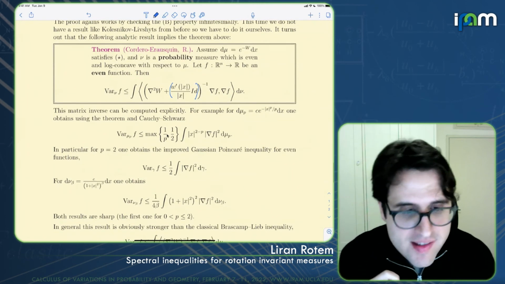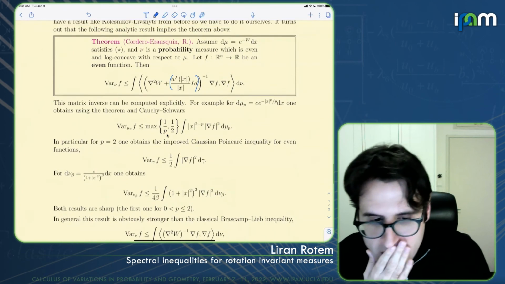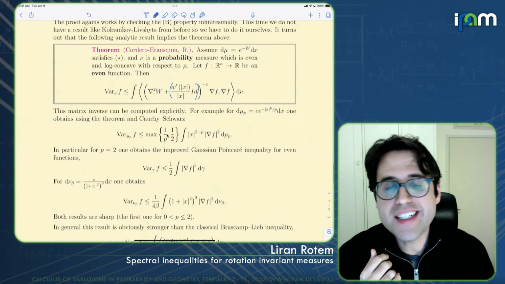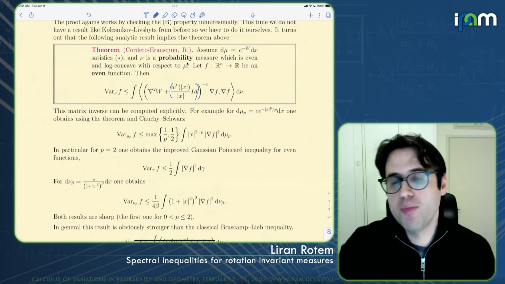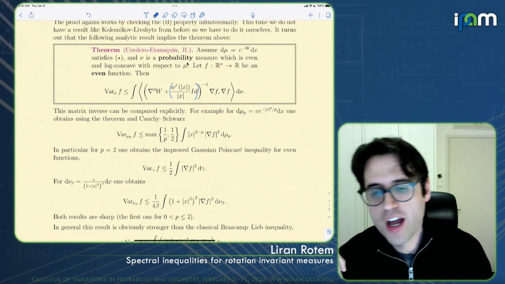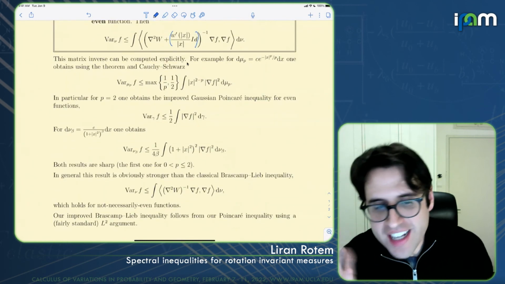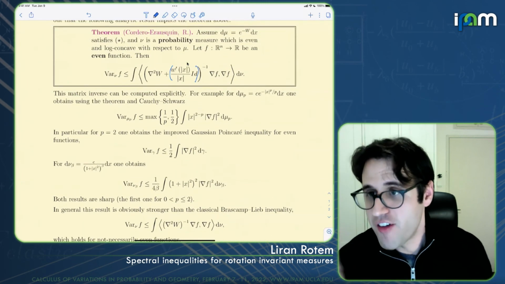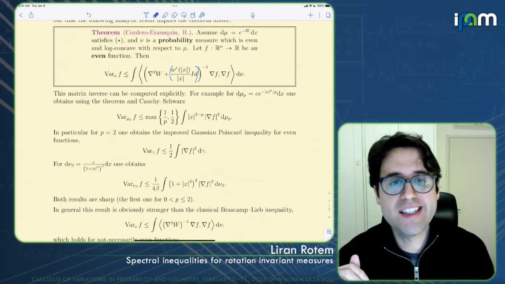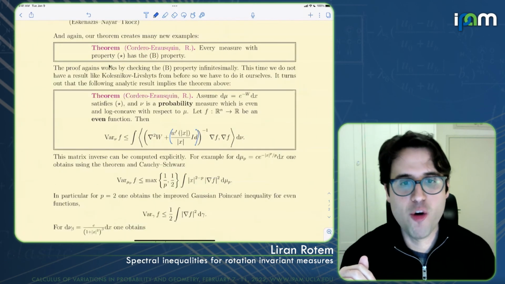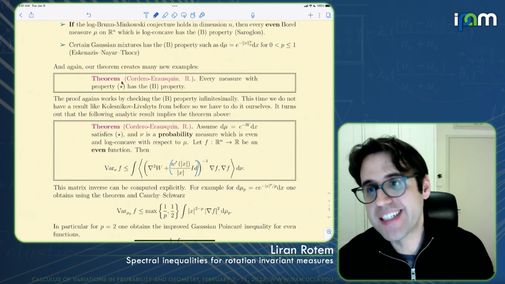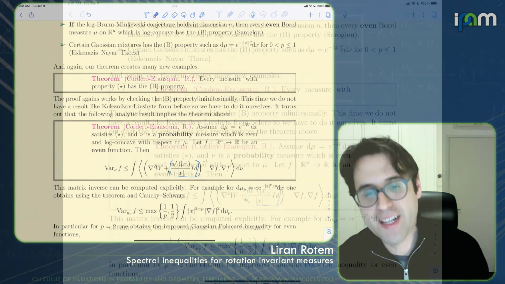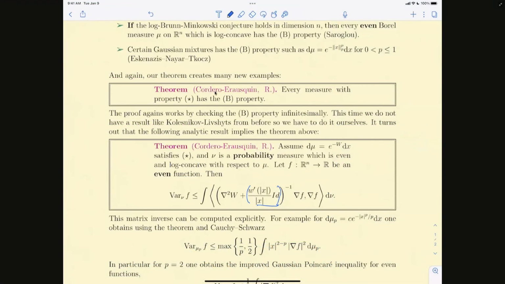I think I have like 2 minutes. So let me just say that, first of all, this theorem follows from the Poincaré inequality I talked about before, using a fairly standard L2 argument. You have to be a little bit careful, but again, this is not very, very new. And this theorem implies this geometric theorem, again, in a fairly standard way, once you invent it. It's not so easy to invent this term, but once you invent it, it's not hard to check that this implies this.